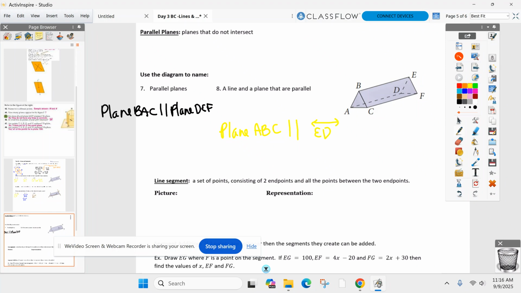If two planes are parallel, one plane is parallel to any line in the other one. Let me say that a little slower. If two planes are parallel, which we have in number 7, one plane is parallel to any line in the other plane. Make sense? We good? Okay. So there we go.